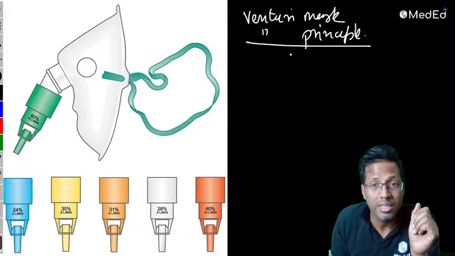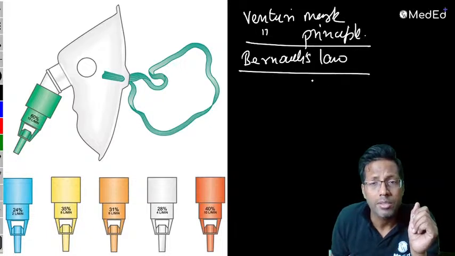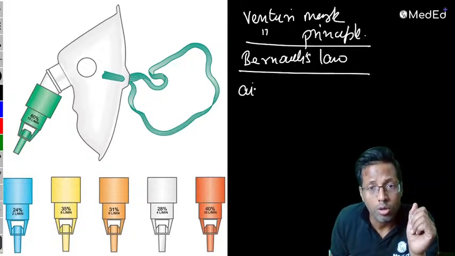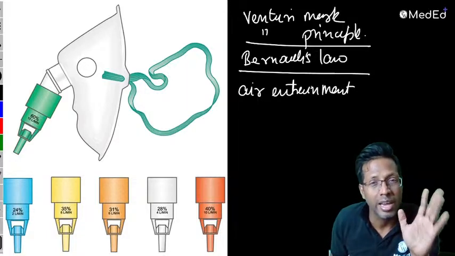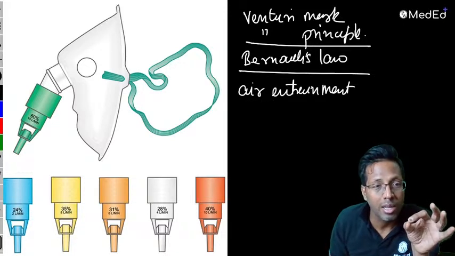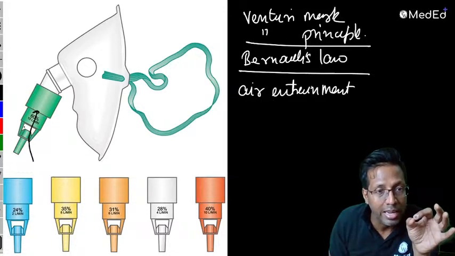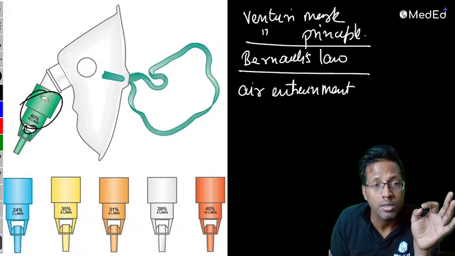Right, Venturi principle. This itself is based on Bernoulli's law of physics. Based on Bernoulli's law, it causes air entrainment. At this time before the exam, let's not think about what air entrainment is. Forget about what air entrainment is, but this one word is important. What does it do? Because of the hole, it pulls air inside. Just remember this much. Because of the hole present here, this is your Venturi mask.